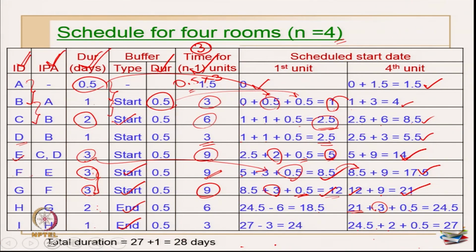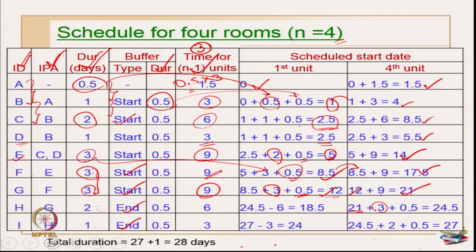So scheduled start date of 4th unit is 27, and plus 1 day duration of activity H you have to add. So 28 days it takes to complete the entire 4 units. Okay. Now that is what we have to understand with the help of this LOB table. So this table will help you to make the LOB diagram.